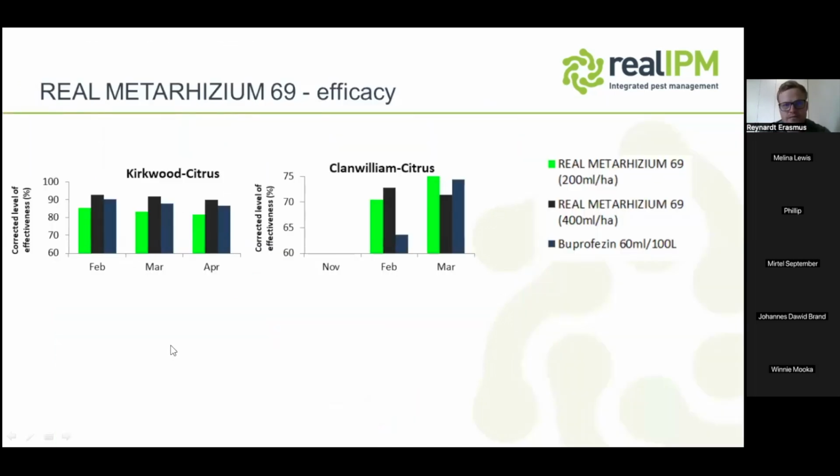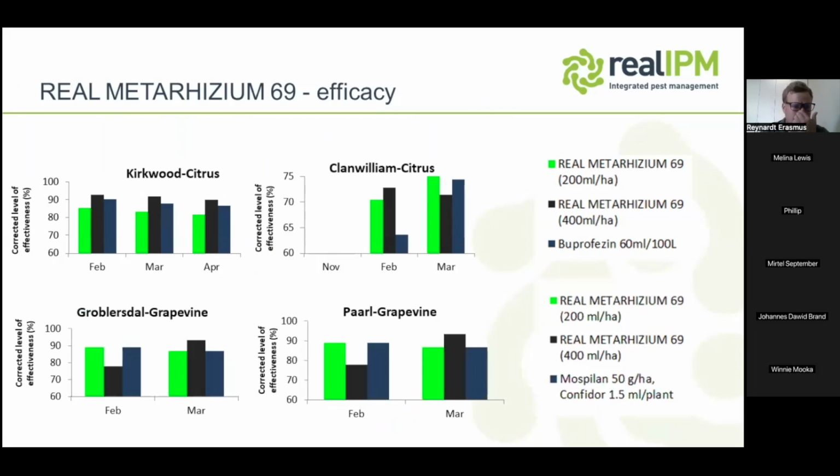We did several efficacy trials of Metarhizium on mealybug. The ones that I'm going to show you today are on citrus and grapevine. In the Kirkwood, Clanwilliam area, we did citrus, and in Groblersdal and Paarl, we did the grapevine trials.